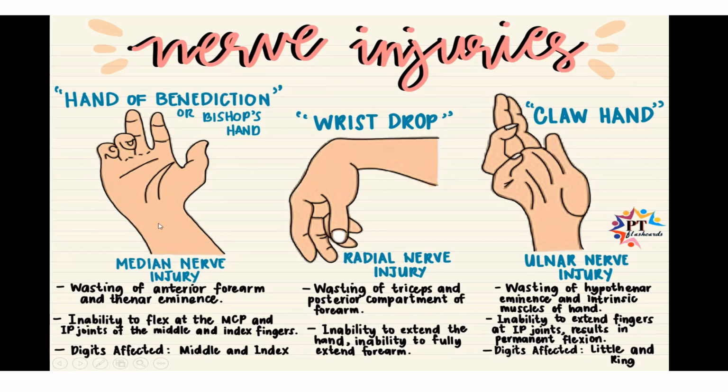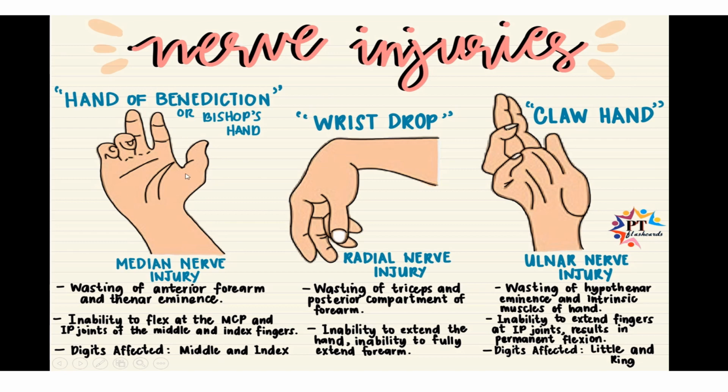So you can see this is the benediction deformity, whereas this is the claw hand. See the major difference. Here the defect is inability to flex at the metacarpophalangeal and interphalangeal joints of the middle and index fingers, and this is due to damage to the median nerve. Whereas in the claw hand, there is inability to extend the fingers at the interphalangeal joints, resulting in permanent flexion. So there is a difference. The benediction deformity comes due to median nerve injury. The claw hand comes due to ulnar nerve injury.